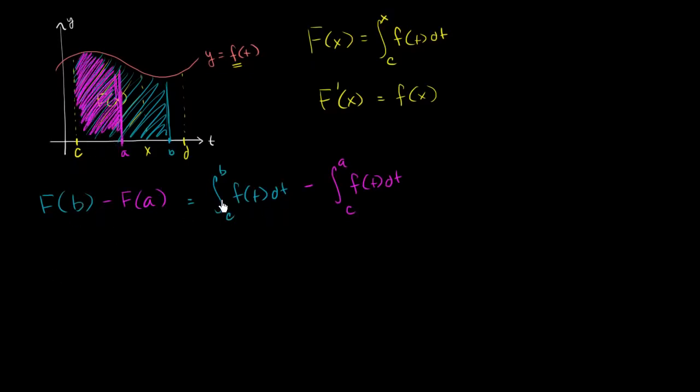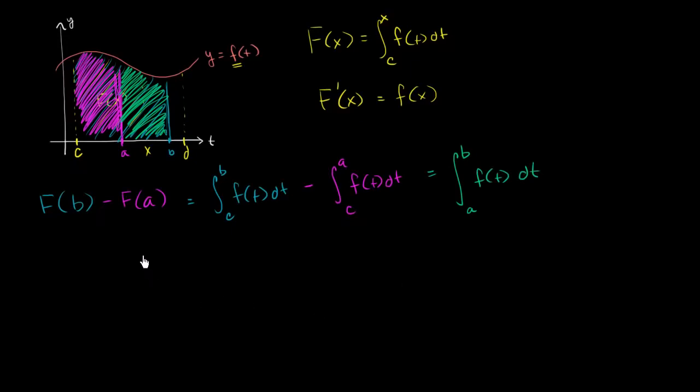So if you have this blue area, which is all of this, and you subtract out this magenta area, what are you left with? Well, you're left with this green area right over here. And how would we denote that? Well, we could denote that as the definite integral between a and b of f of t dt. And there you have it.